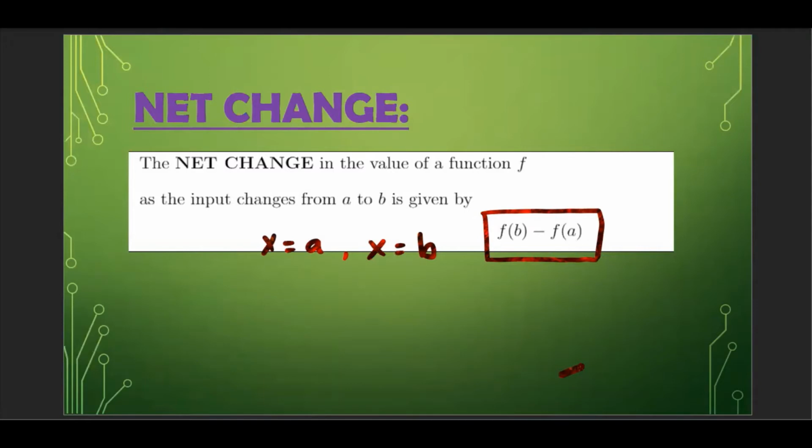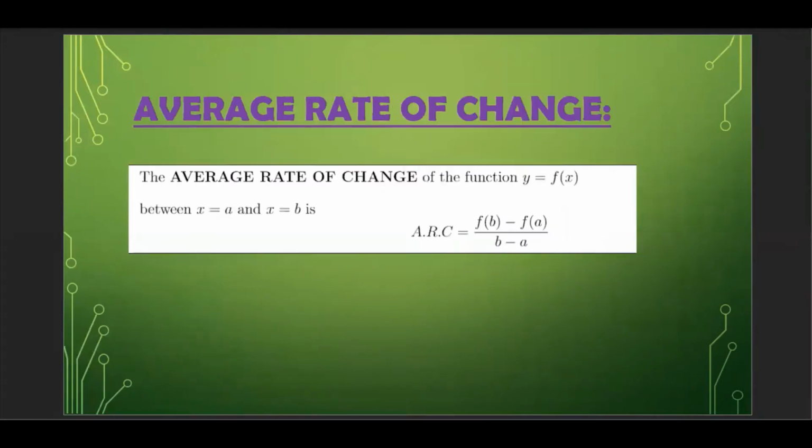Now let's define what is the average rate of change. Average rate of change of a function between x equals a and x equals b is defined by this formula. So I like to abbreviate average rate of change as ARC, and the formula is f of b minus f of a over b minus a.